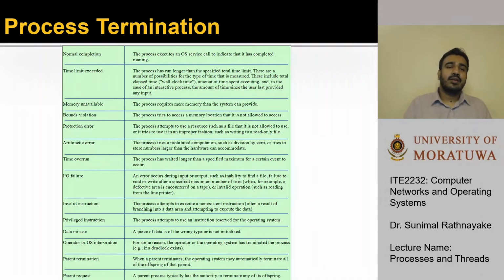So in that case, to break the deadlock, you need some external intervention, often by the operating system or the user. Then the parent termination. When the parent terminates, the operating system may automatically terminate all the offspring of that parent process. This happens when one process creates or spawns many child processes, and depending on how it is implemented, when the parent terminates, the operating system may automatically terminate all of the child processes belonging to that process.